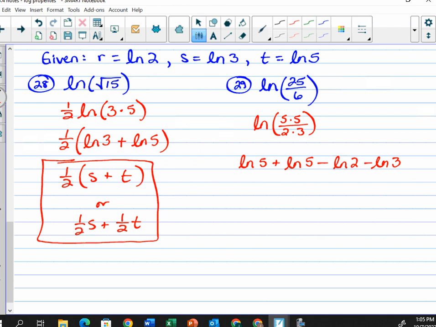Guys, once you're here, remember expanding with division, we have subtraction. We don't write it as divided anymore, okay? It's subtraction. And then you can substitute in. I've got t plus t, so I'm going to write 2t minus r minus s. And that is it. Does that make sense? Yeah. Okay. All right, good. All right, guys, any questions?